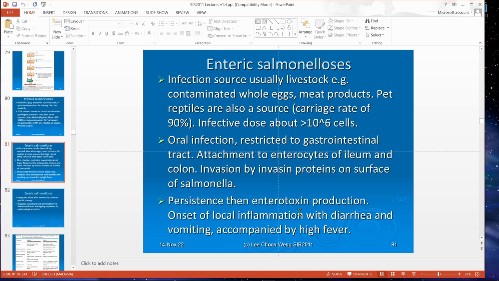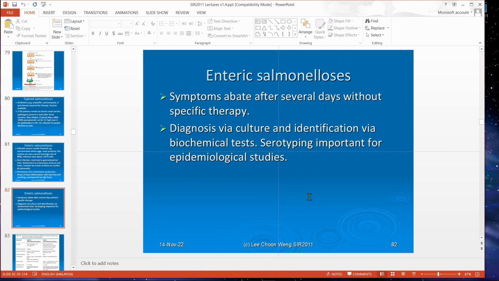Okay. So this is different from typhoid salmonellosis, where there is invasion. Okay, this one is mainly by enterotoxin production. Okay, so the mode is different. Okay, so most of these symptoms abate. Abate means self-limiting. You'll get well after a few days.